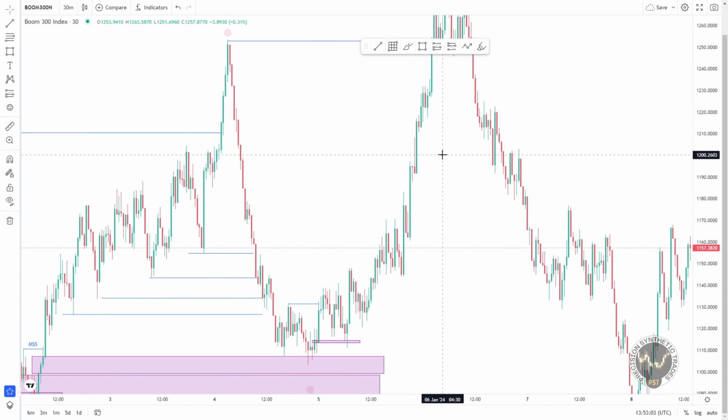Market structure, understanding liquidity and liquidity sweeps, and enter from your point of interest. Order block and fair value gap. Don't overcomplicate your strategy. Keep it nice and simple, and I promise you, you will make money if you keep it nice and simple.